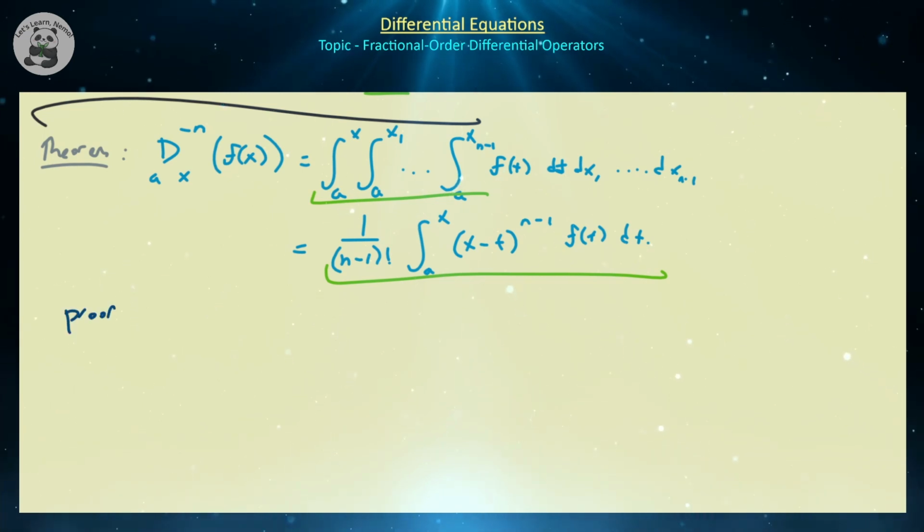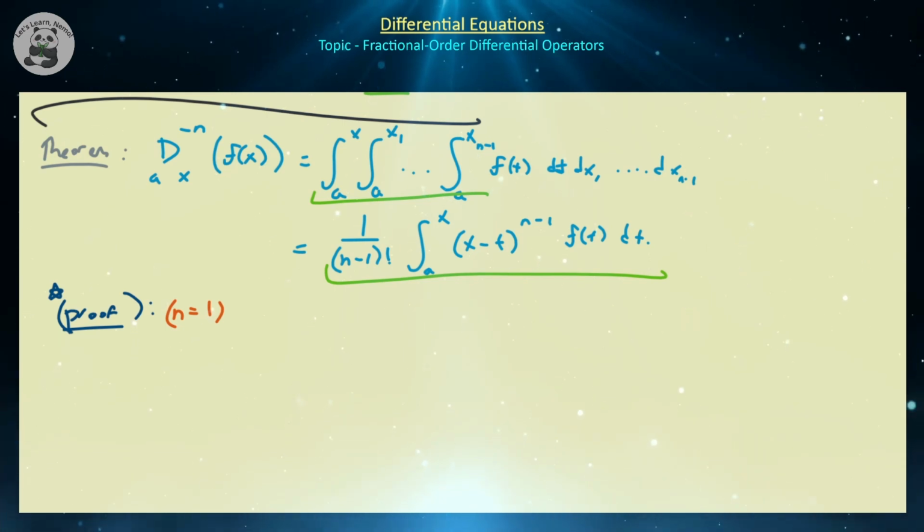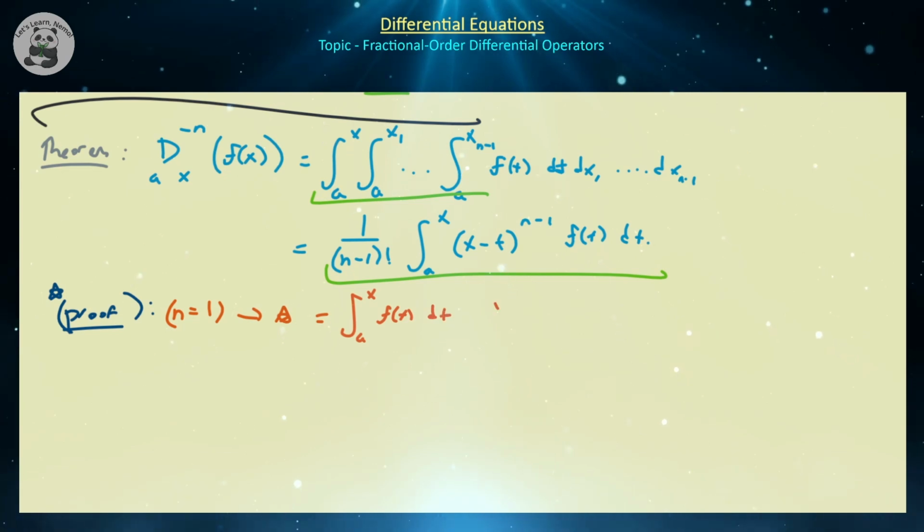So let's just do a quick sketch of how you would prove this. So you could use mathematical induction to do the full proof if you desire. So if we do n is equal to 1, to sort of set up a mathematical induction, 1 minus 1 would be 0, and 0 factorial is 1. So what we're going to be left with is just the integral from a to x. 1 minus 1 is 0, and x minus t to the 0 will be equal to 1, provided the base point isn't 0, which it's not since we're going from a to x. And then we're just going to be left with f of t dt, and that's just our natural first order integral. Now the fun part is when n is equal to 2.